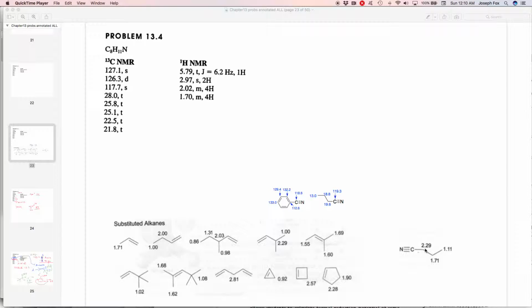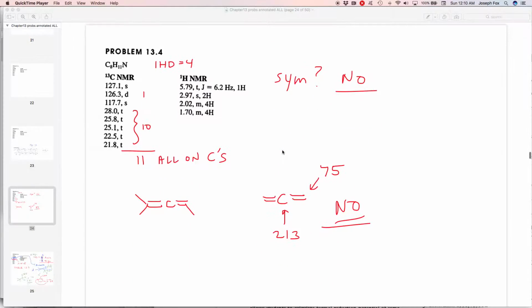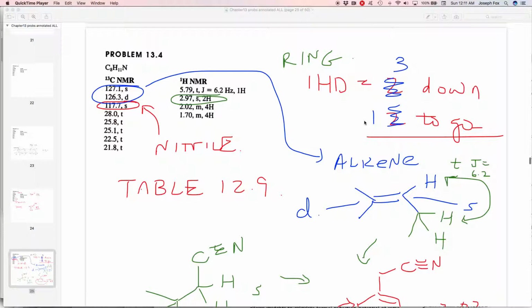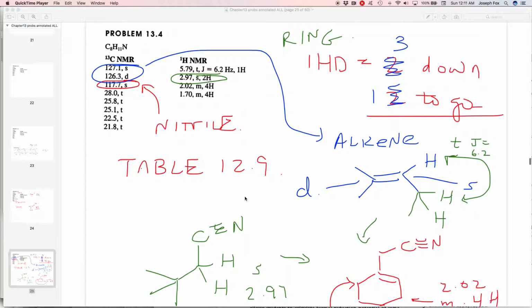We also would expect the alpha carbon of a nitrile to have a chemical shift relatively downfield, 2.3 in this example. We see peaks that are shifted downfield, especially this peak with 2 hydrogens at 2.97 ppm. So we're going to keep that in mind as we go forward. The nitrile and the alkene take care of 2 of our IHD units. That means we also have a ring that we're going to be thinking about down the line.